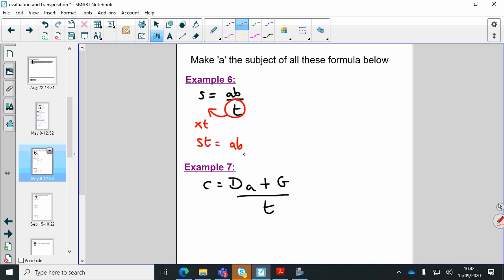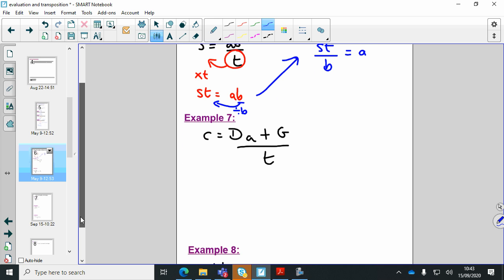Well, what is the B doing to the A? The B is multiplying the A. So if we bring the B across to this side, that is going to divide. Okay, and if we just move up here, that is now going to read ST over B is equal to A. And you've now got A as the subject of the formulae. Okay, so in these ones, if possible, try to get rid of the fraction first.